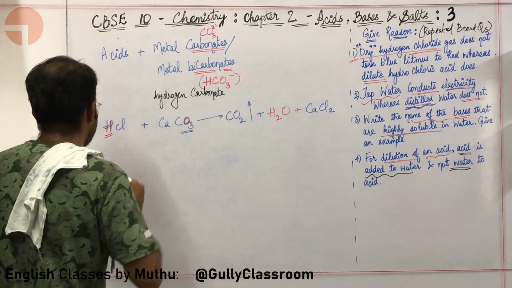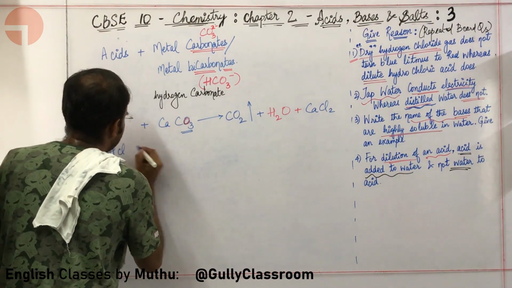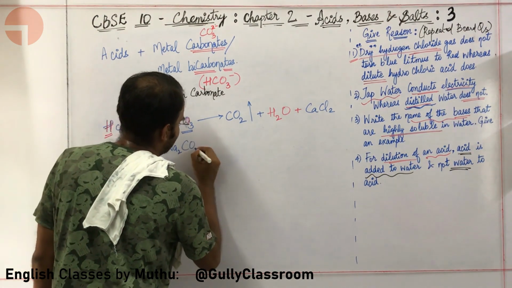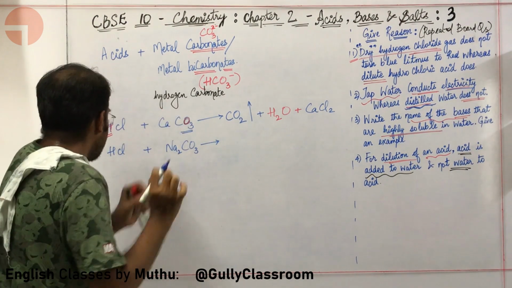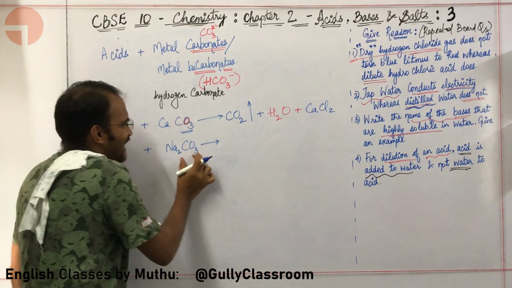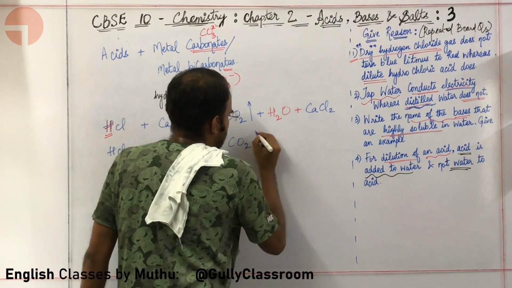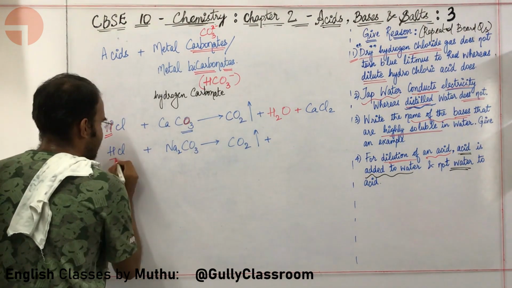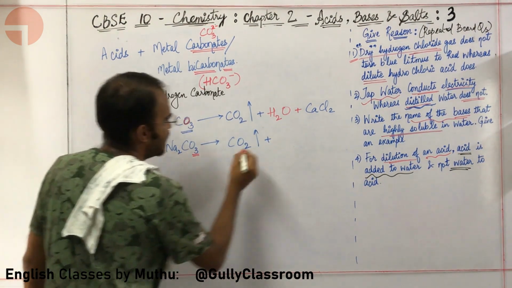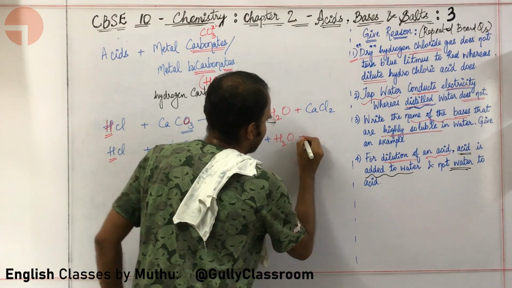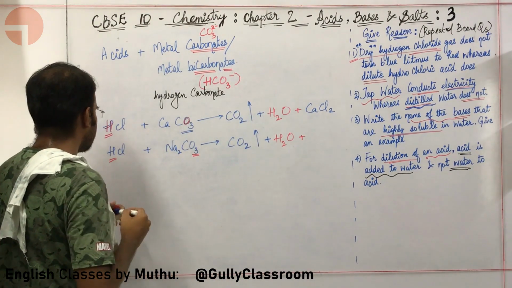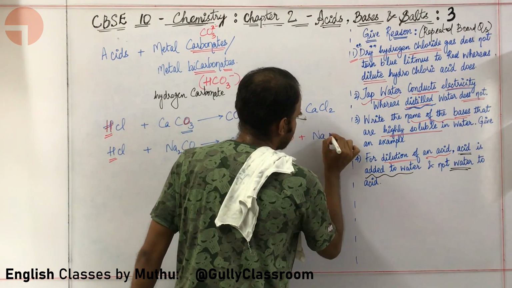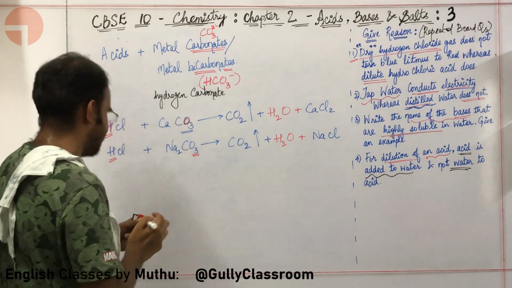What is the next reaction? I am going to take hydrogen chloride along with sodium carbonate, Na2CO3. Once more, when an acid is added to a carbonate, I simply get CO2. Here there is a hydrogen and here there is an oxygen. Both of them combine and I get H2O. What kind of salt will this form? Here there is a chlorine, here there is a sodium. So I will get NaCl.